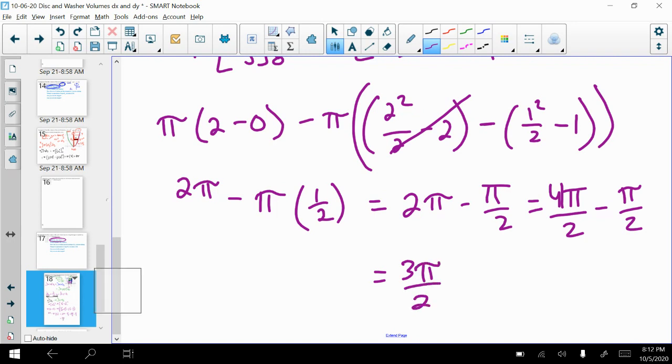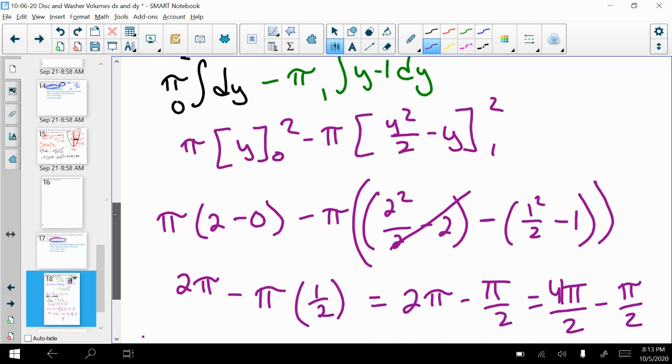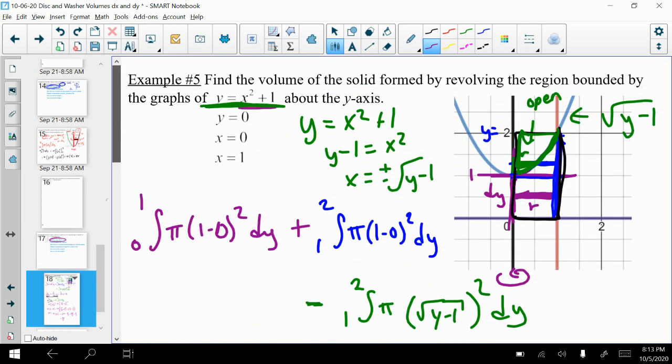Okay, so same idea. And really this isn't a big leap from yesterday. The biggest leap is at the very beginning where we took this little rectangle, rotated it around the axis, and got a super thin little disc.